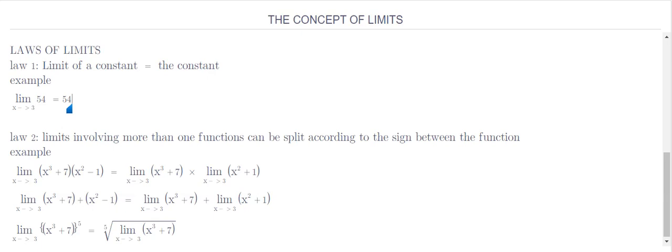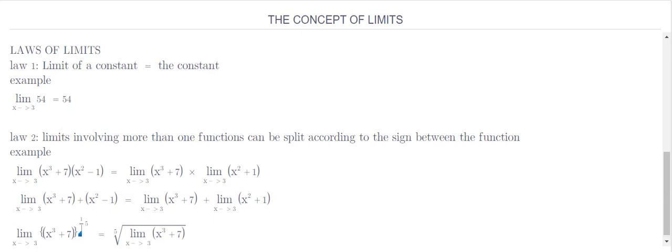The second example: limit as x tends to 3 of x cubed plus 7 plus another function. You do the same, but now you change the sign. The sign in between is positive, so you change the sign to plus. The last one: limit as x tends to 3 of x cubed plus 7 raised to power 5. This is supposed to be raised to power 1 over 5.